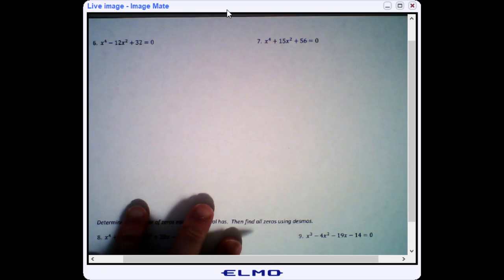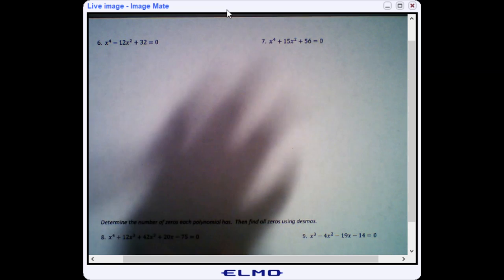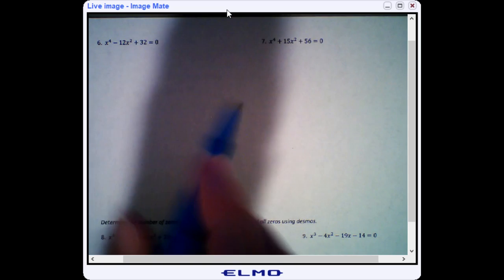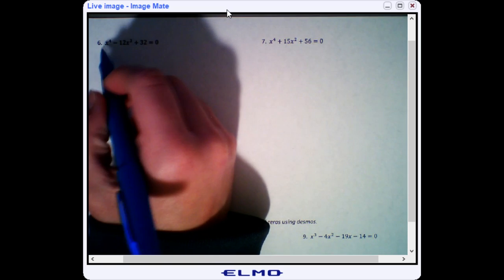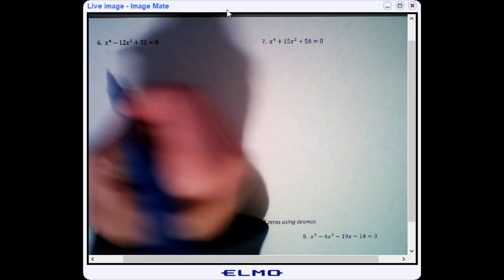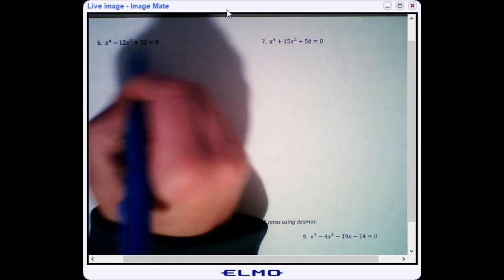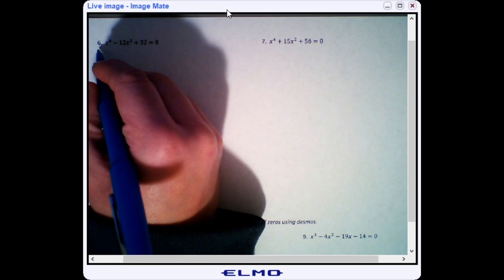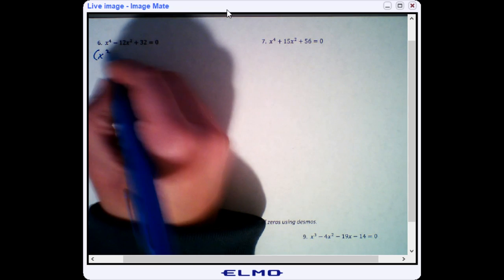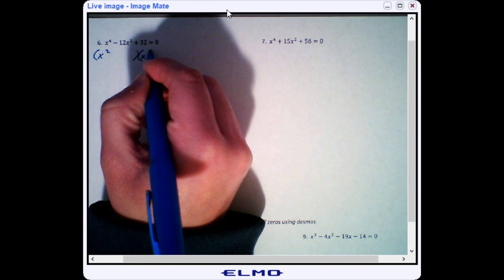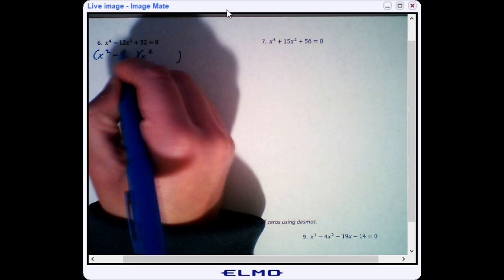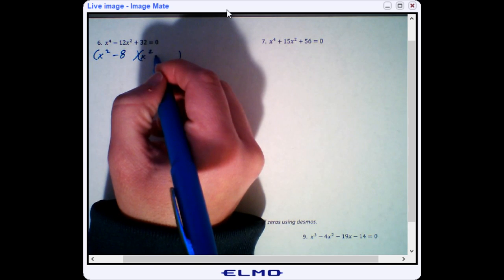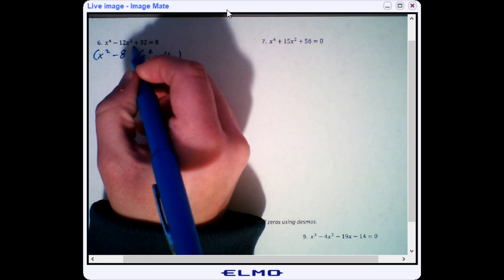Do 2 more by hand and then 2 on Desmos. I have x to the fourth minus 12x squared plus 32 equals 0. So this is a trinomial. It's not my traditional one, but still a trinomial. X to the fourth, x squared, no x's. And I'm going to have x squared minus 8, x squared minus 4. The signs are the same. They're both negative.